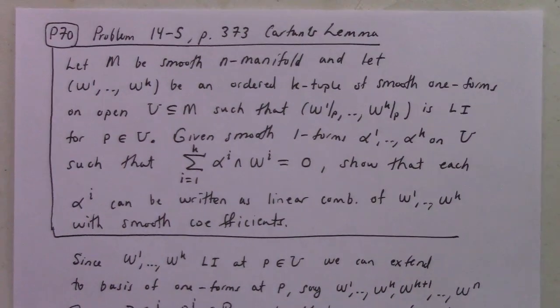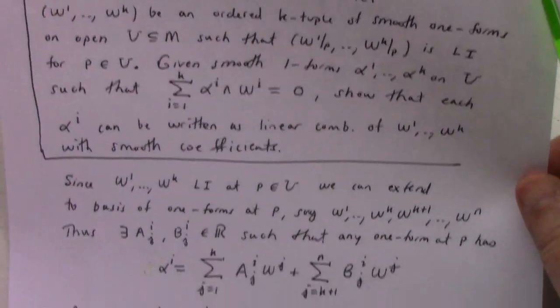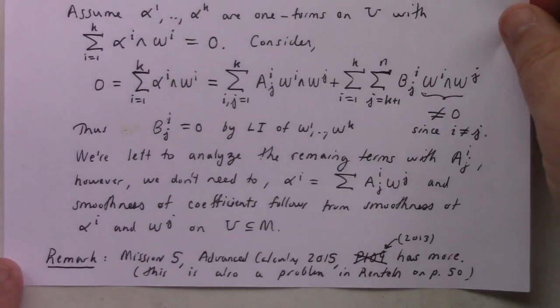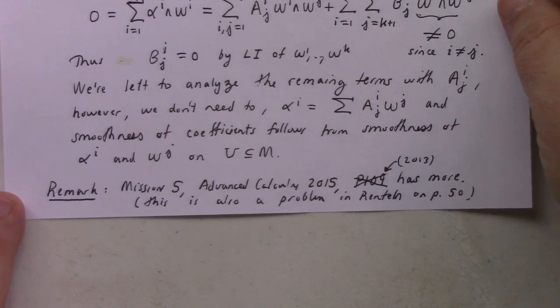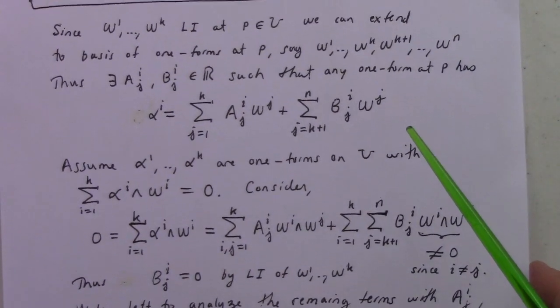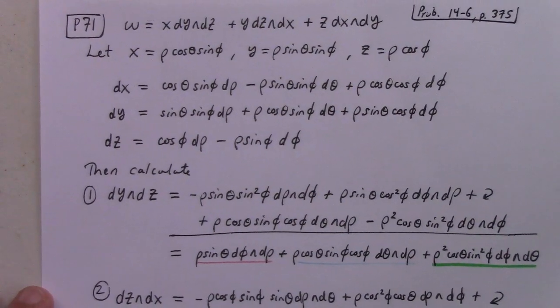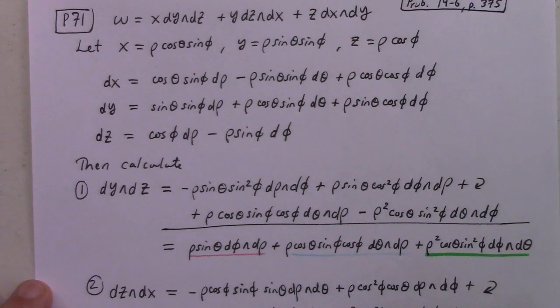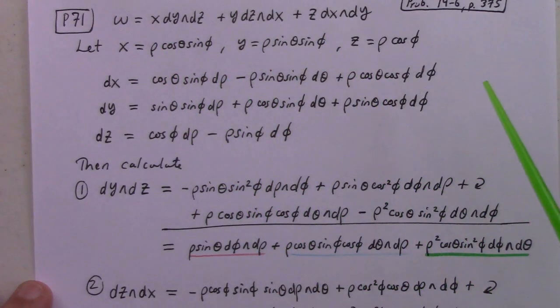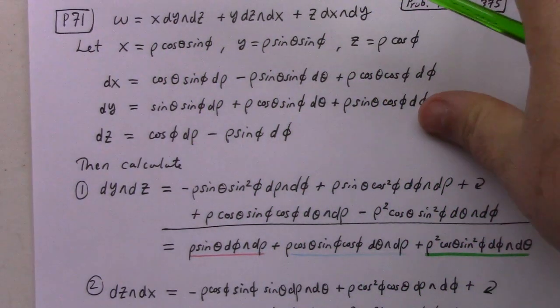Cartan's lemma is a standard result. You guys probably have found a good solution to that somewhere else. I had a good solution of it written in my solution to Mission 5 of Advanced Calculus 2015. It's actually very close to the end of my homework set from Advanced Calculus 2013. It's there too. Oh goodness gracious. Problem 71. You're supposed to calculate this differential, this two-form actually, in spherical coordinates, and so I did it. And yeah, I did it.